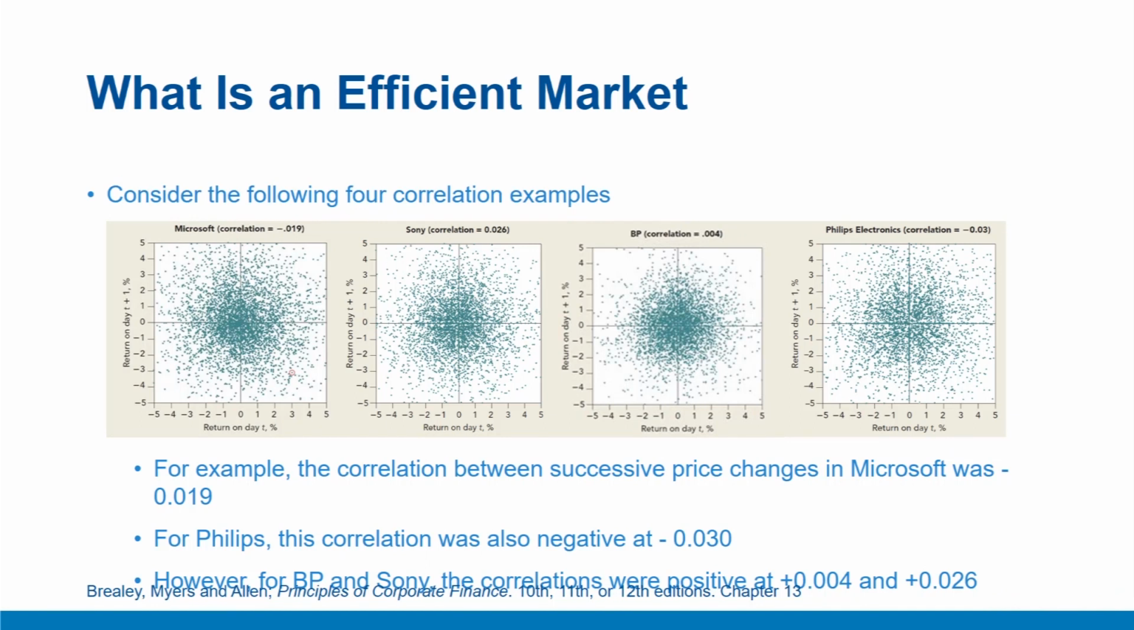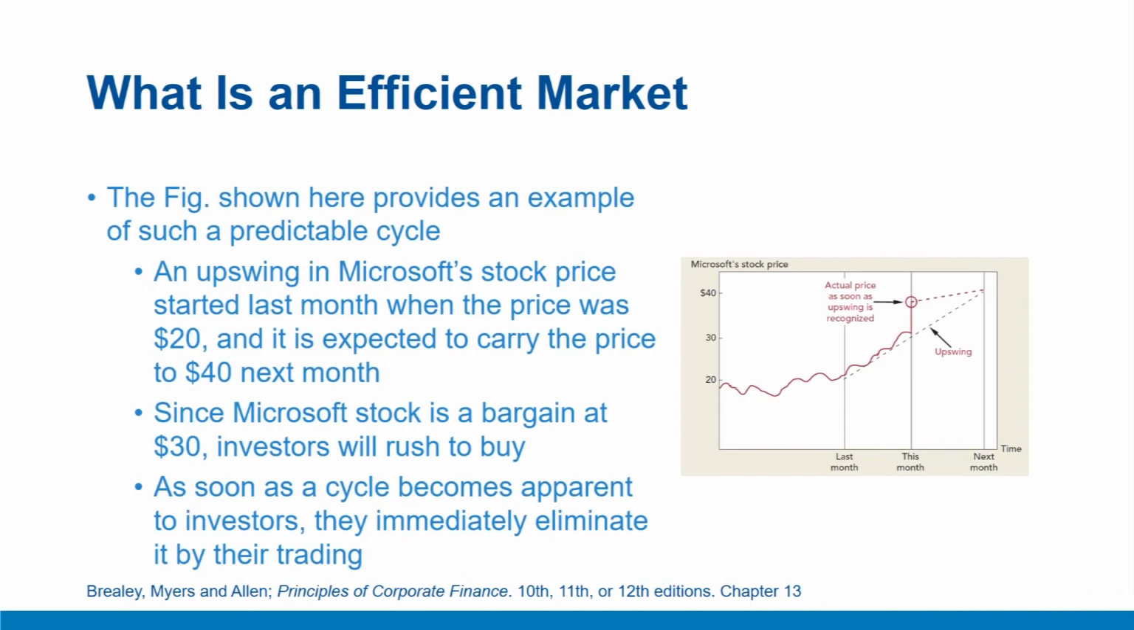These figures suggest that successive price changes for all four stocks were effectively uncorrelated. Today's price change gave investors almost no clue as to the likely change tomorrow. Imagine if this was not the case and that the changes in Microsoft's stock price were expected to persist for several months. Now, consider the figure shown here that provides an example of such a predictable cycle.